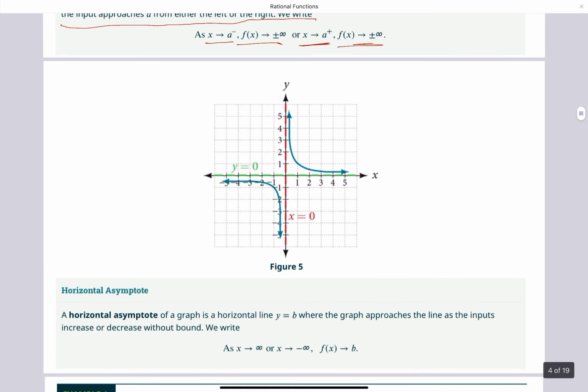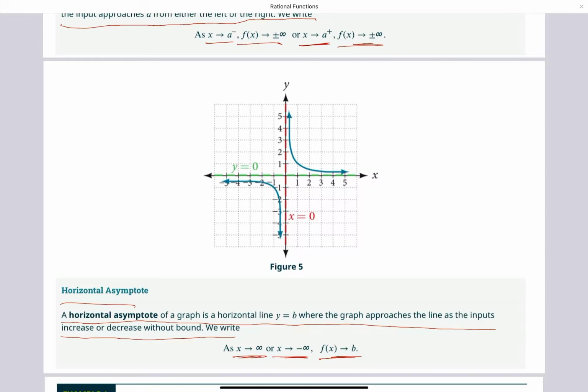Let's have a look at the horizontal asymptote. A horizontal asymptote of a graph is a horizontal line y equals b, where the graph approaches the line as the inputs increase or decrease without bound. We write as x approaches infinity, or as x approaches negative infinity, f of x tends to b.